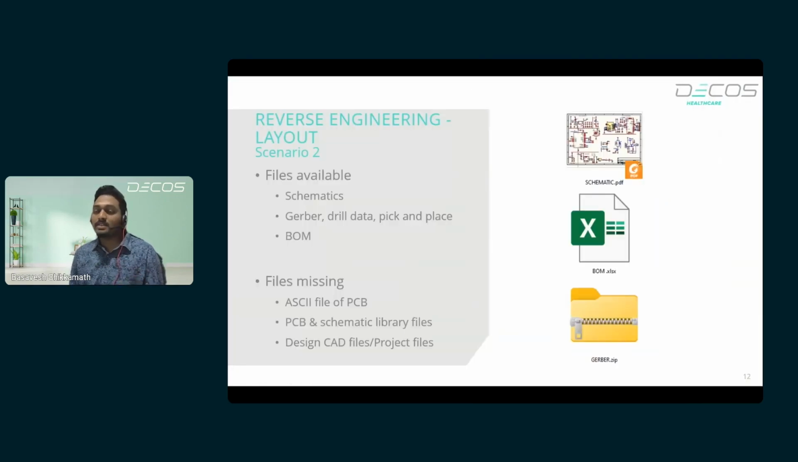Now, let's look at scenario 2 of PCB layout reverse engineering. In scenario 2, we'll have the files which were available in scenario 1. Only the ASCII file will be missing. We'll have files like the schematic file in PDF, the Gerber, the drill data, pick and place, and BOM, but the main ASCII file of the PCB will be missing, the PCB and schematic library files will be missing, and the project file which contains all of this will be missing.